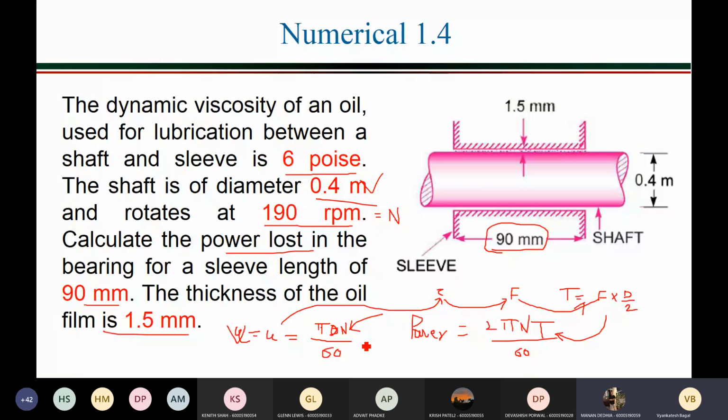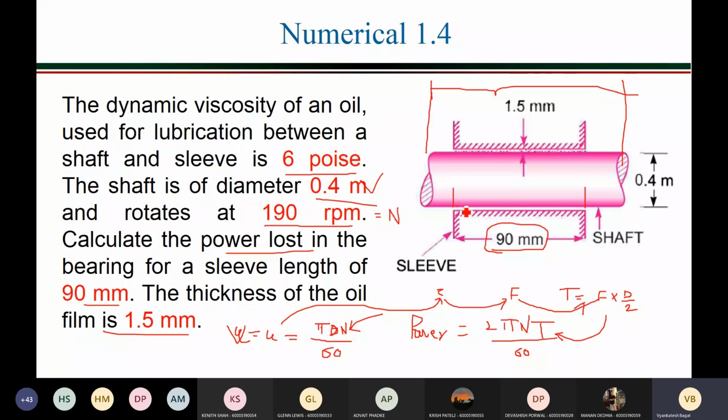So there is no use of the length of the shaft in this question. Which length? The shaft length, 90 millimeter. 90 millimeter is sleeve length, not shaft length. Okay, yes, sleeve. So this is your shaft. We have nothing to do with the shaft length, reason being the shaft length is equal to the sleeve length. That is the only portion where we are talking about the shear stress. This one. Nothing outside of this.